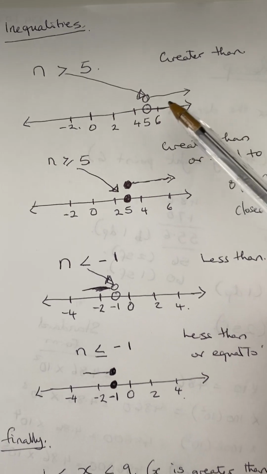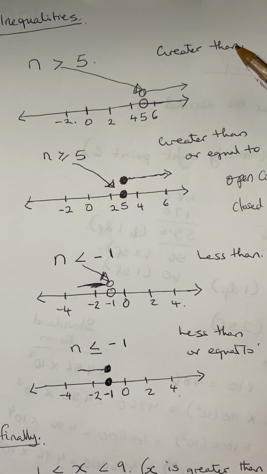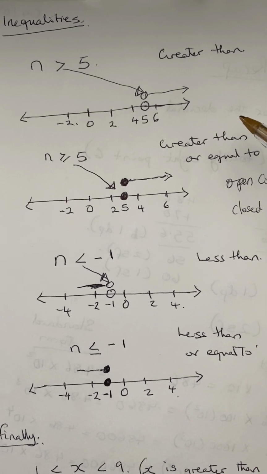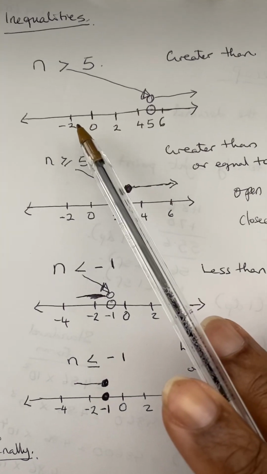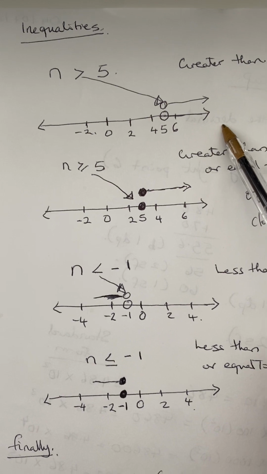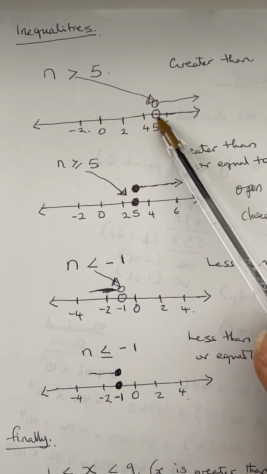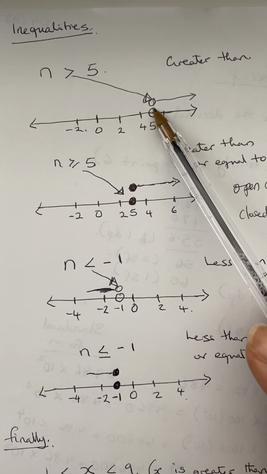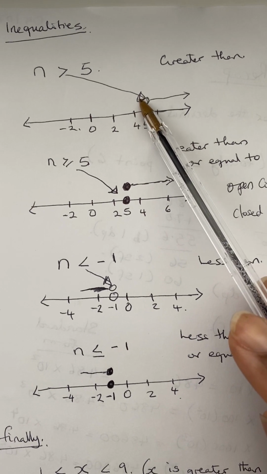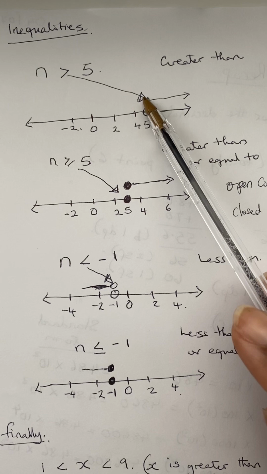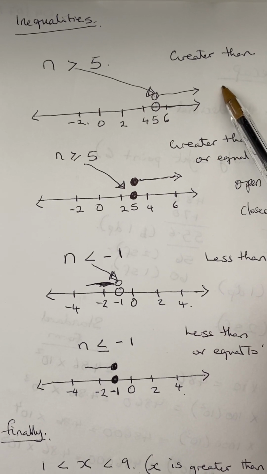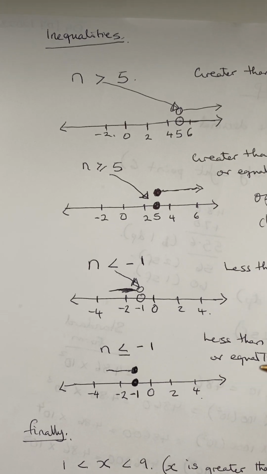So greater than 5 can be 100, so it can go as far as we want. So this is how we draw the number line. Okay, you can put the open circle on the number line, or you can indicate 5 and then put the open circle on top of the 5 and draw the line. Okay, it's the same thing.